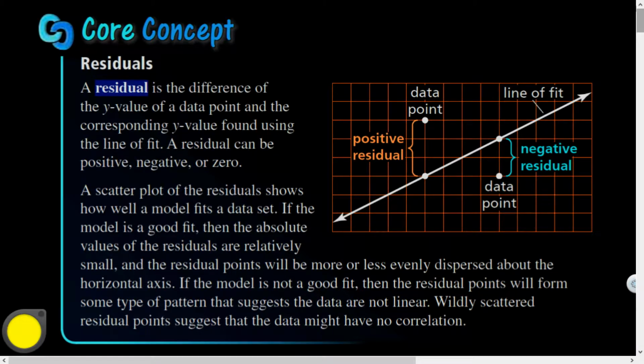Okay? And so a residual, it says, is the difference of the y value of a data point and the corresponding y value found using the line of best fit. So what's going on here? Let's look at this picture. Here's my data point, right? Here's one of perhaps many. Here's another data point right here.